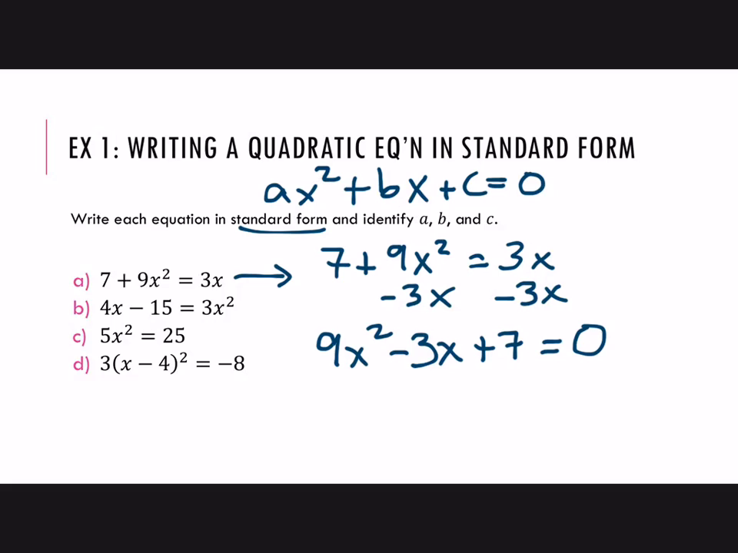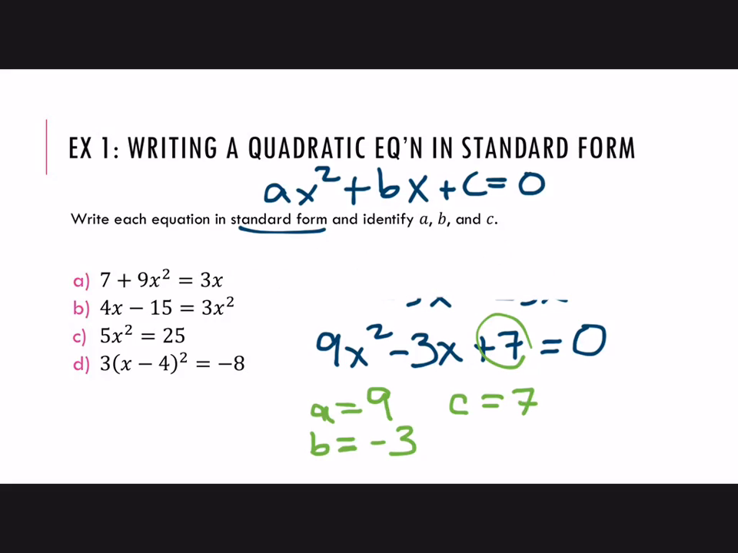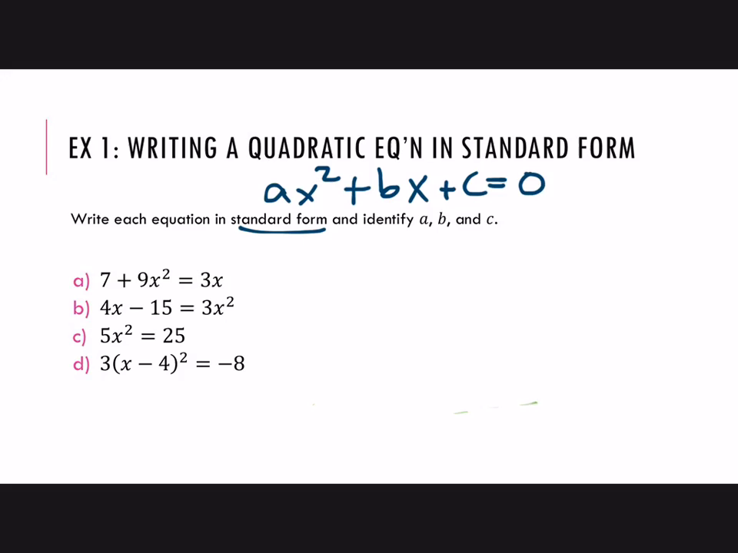Alright, so now what are a, b, and c? Well, a is the coefficient with x squared, so a is 9. B is the coefficient with x, and if there is a negative sign, it does count as part of that coefficient. So b in this case is negative 3. And then c is the constant at the end here, the term without the x, so c is 7. Alright, b you can practice on your own if you like, that's very similar. Let's look at part C here.